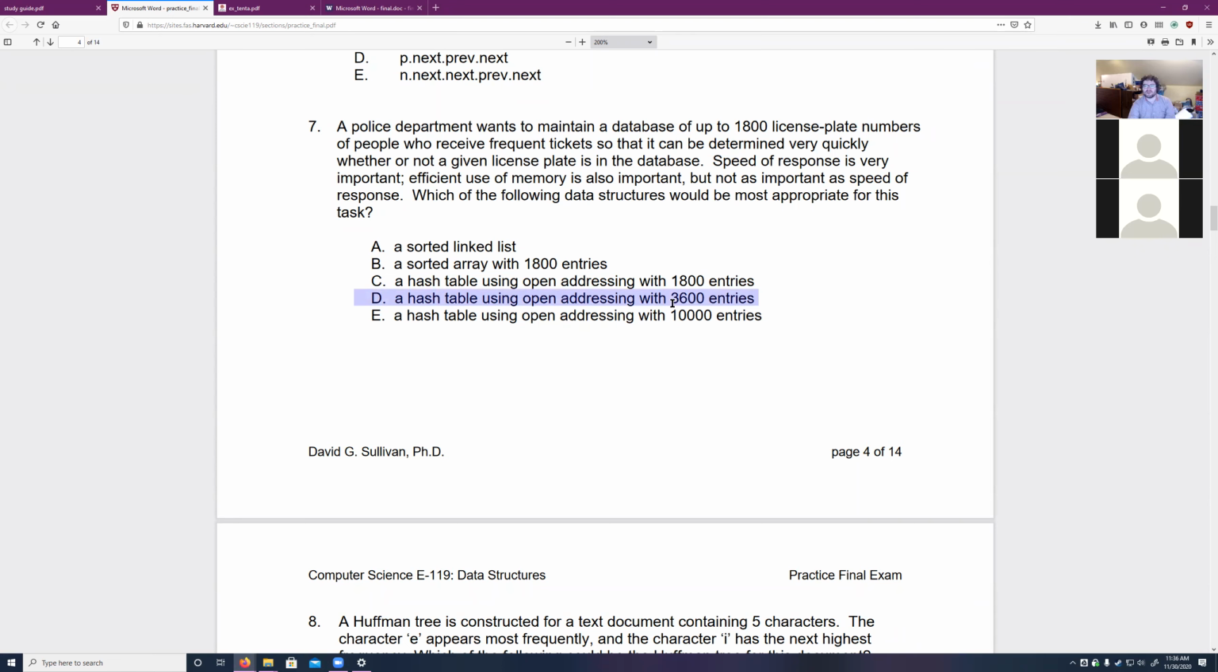Now, if we cared about our use of memory first, which of these 5 would we want to use? B. Right, B, because that's still very fast, log of n, but there's no overhead associated with using an array.